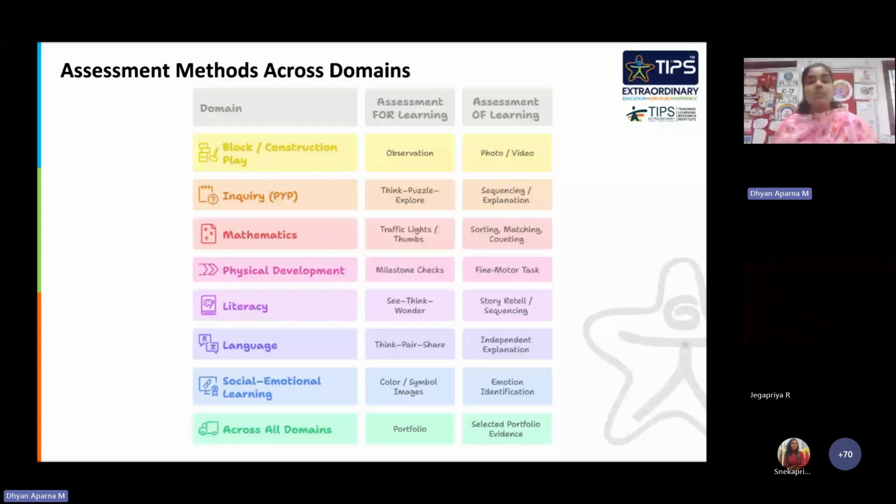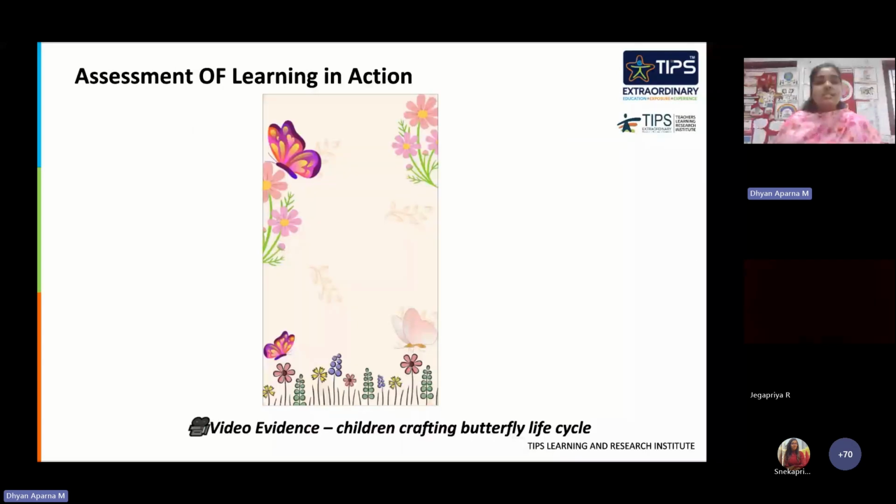So if we look at the journey as a whole, assessment for learning helped us understand the learner's thinking as it was developing, and assessment of learning helped us see what learning has settled and taken shape in them. So both are equally important and connected. When we assess in this way, assessment becomes more meaningful and the learning journey becomes more joyful.